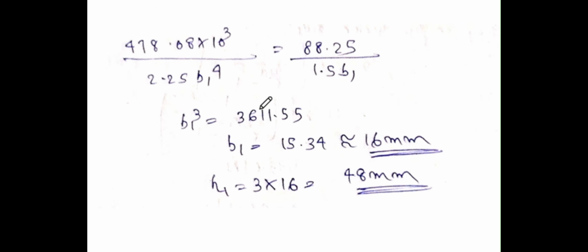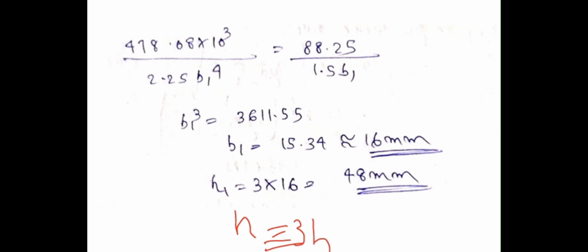You'll get the value of b1, that breadth of the lever, that will be 16 mm. Then h1, the depth, we know that relation, we have already assumed h is equal to 3b, right? So since we got b, we have to substitute and find the value of h. We got the lever dimension.